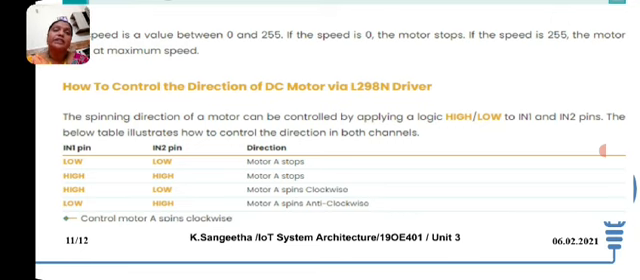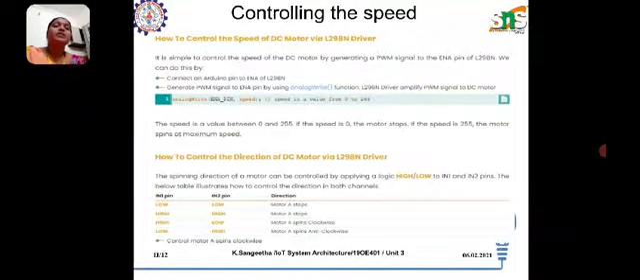Next is to control the direction. If both pins are low, the motor stops, and if both pins are high, the motor stops. If the IN1 pin is high and the IN2 pin is low, the motor spins clockwise. If the IN1 pin is low and the IN2 pin is high, the motor spins anti-clockwise. This is the control logic to control the direction of the DC motor.